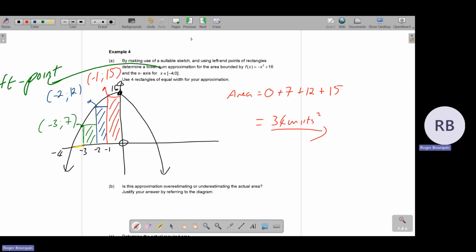This rectangle could now height. This one's got a height of 7. So the area is 1 times 7. What's 1 times 7? This area here is 1 times 12, which is 12, right? This area is 1 times 16, which is 16. Sorry. So you should get 35.